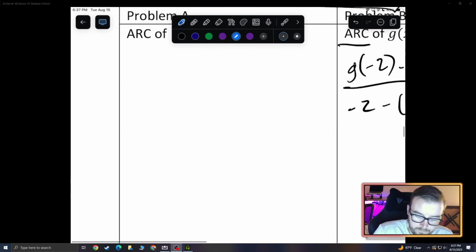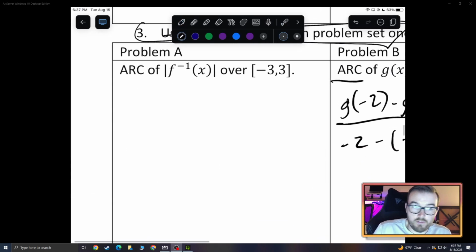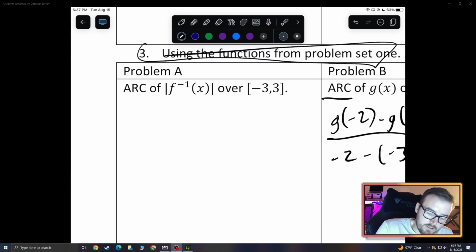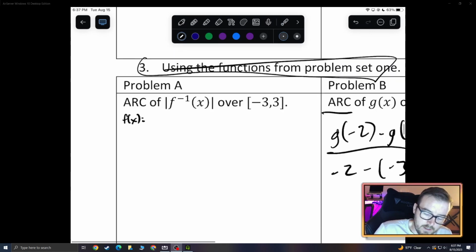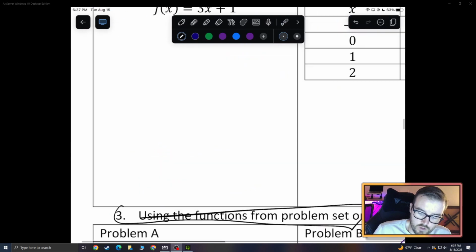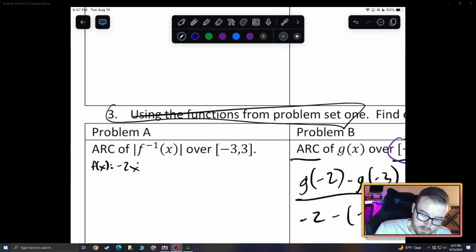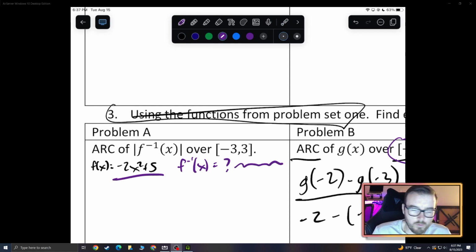Moving on. I want to try something different in the video than what I might have said in class for some people on problem A here, okay? As a reminder, the function up at the top of the page is -2x squared plus 5. I want to take a moment and remind you how to solve for an inverse function. What is f inverse of x, right? If this is f of x, well, what is f inverse of x? Can we solve for it?